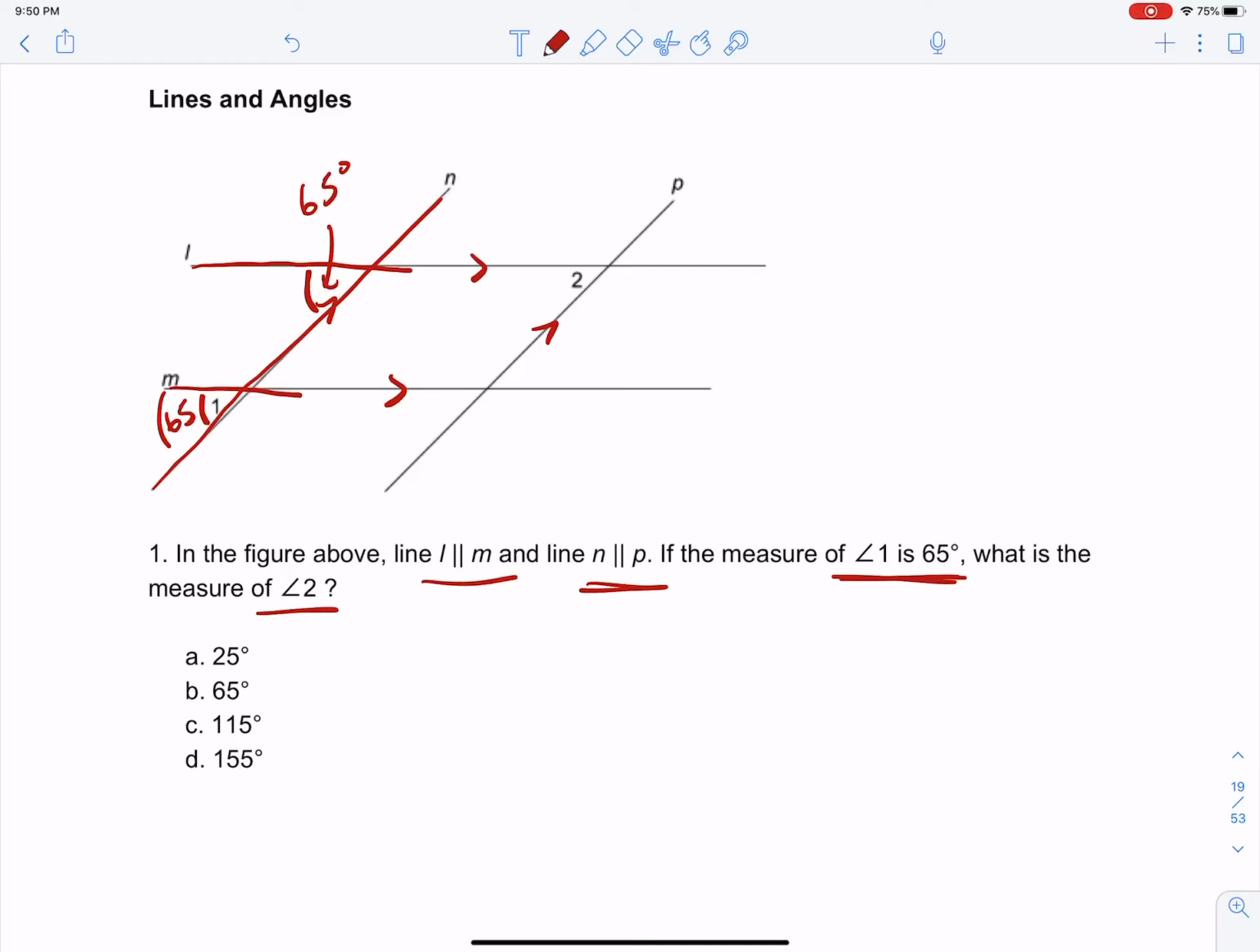Now, if this is 65, and again, we've got this line extended here, so we've now got a parallel line. And look, line N is parallel to line P, right? So whatever's happening here is also happening here. So that's also 65. That's it for that one.